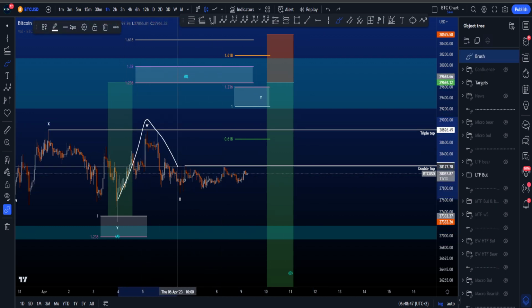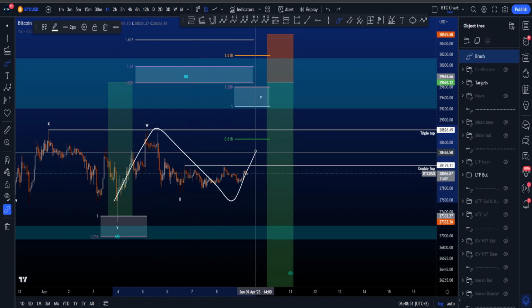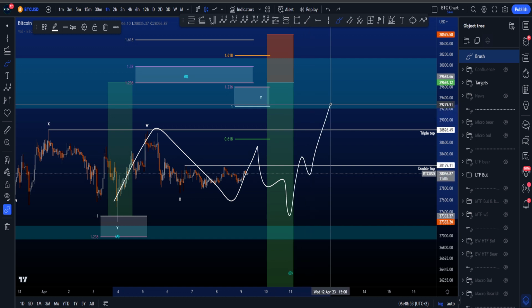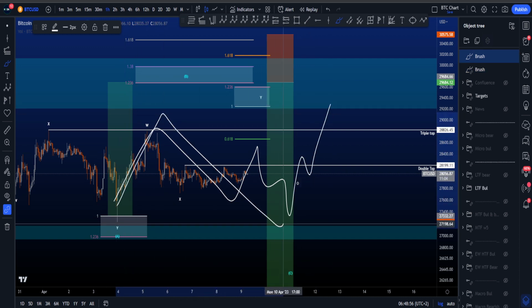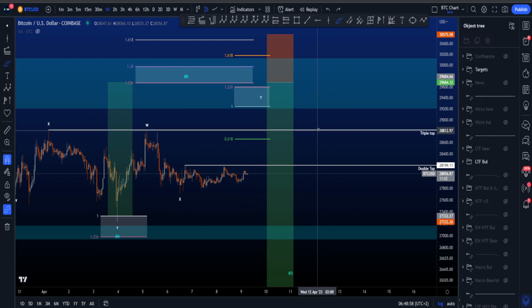So this WX and maybe wave Y or whatever is going to happen over here is only going to be the beginning, before then a move down and then another move up, and then this is going to be like a WXY or an ABC. So that is something to keep in mind.